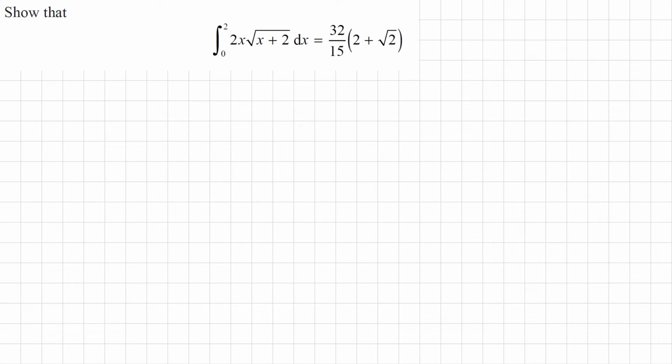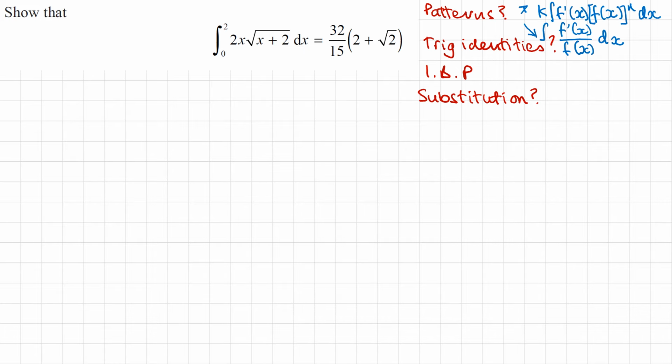Now in a question like this, we need to decide what method we're going to use. Okay, so let's start with patterns. Do we have this type of pattern here where I can see one function to a power and it's multiplied by the differentiation of that function? The answer is no. So let's cross that out. Do we have the same type of thing but a division pattern where I see a function and that function differentiated at the top of the fraction? No, so it's not going to be that. Is it trig identities? No, there's no trigonometry at all.